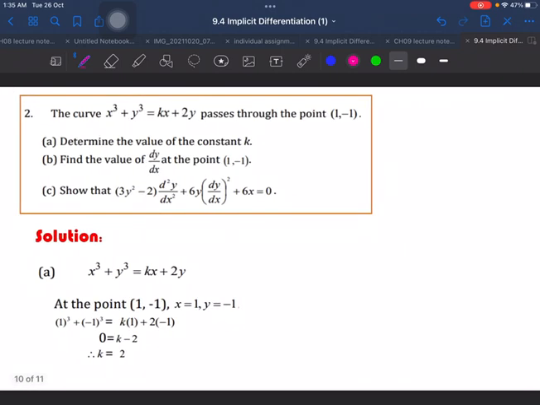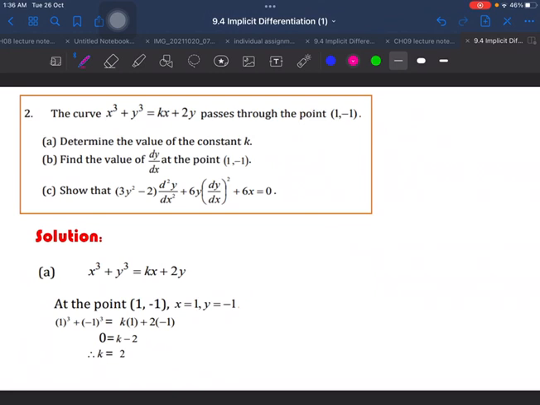Okay, next class. For question 2, the curve x cube plus y cube equals kx plus 2y passes through the point (1, -1). Question A: determine the value of the constant k. We need to find the value for constant k.